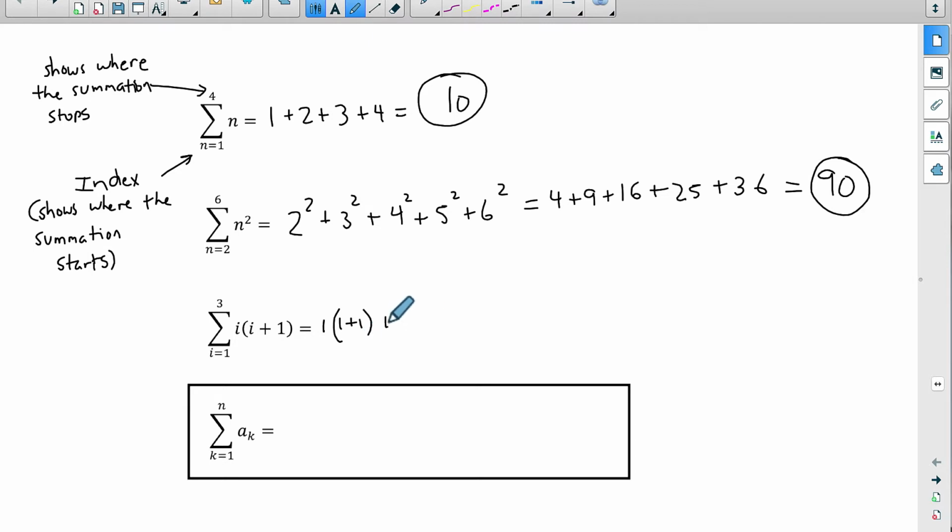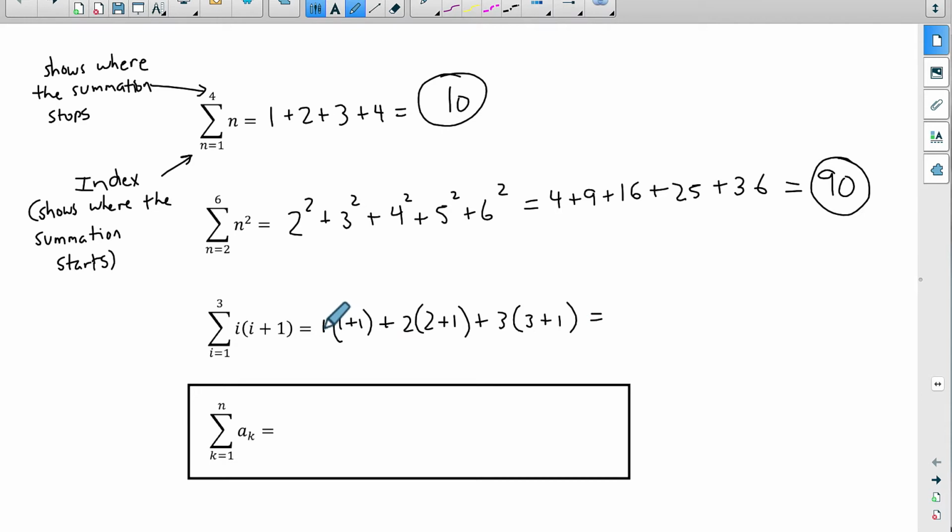Now you're going to add, this is summation, so you're adding. So we go to the next number, which is 2. So 2 goes at the start, in front of the bracket, and 2 also goes in the bracket, 2 plus 1. We've got to do it one more time because we've got to get up to 3. So 3 goes outside the bracket and also inside the bracket. 3 and then 3 plus 1.